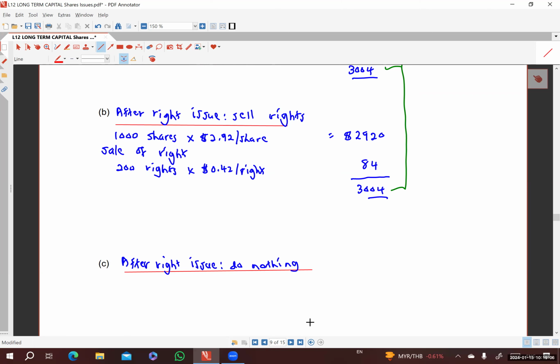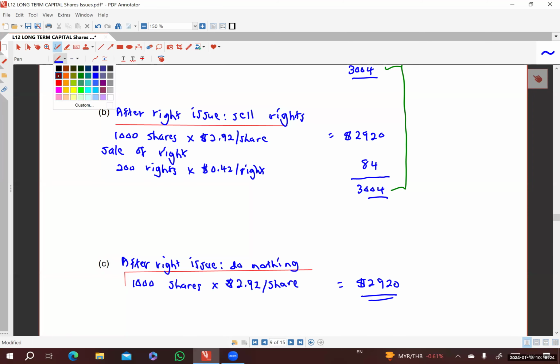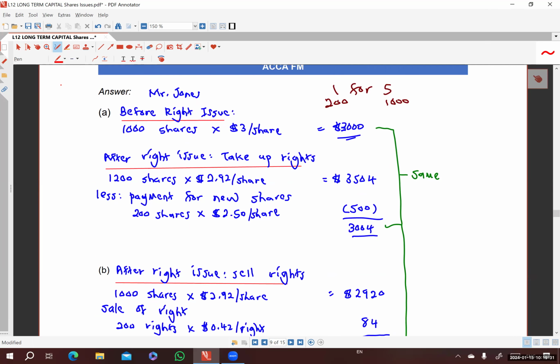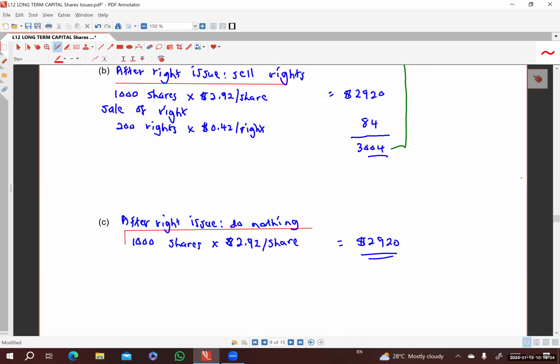So if you don't do anything, you will still have the same 1,000 shares, but the share price is $2.92 now. And you don't do anything, that is what you have. So what will happen here? Before it is 3,000, it becomes 2,920. Therefore, he has actually suffered a loss, right? From 3,000 down to 2,920, lost 80.